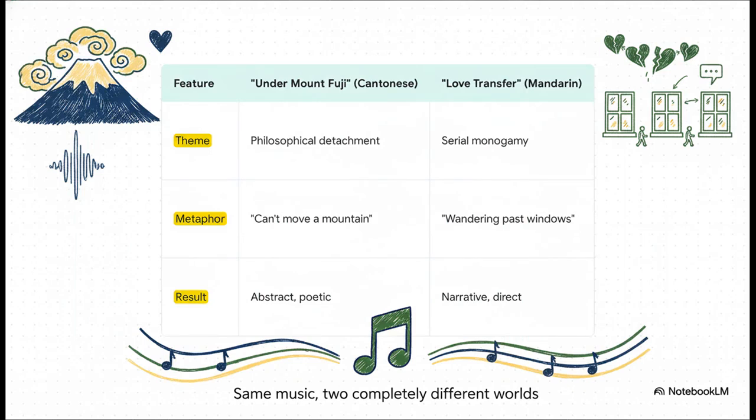And if you want to see the perfect example of this, look no further than the artist Eason Chan. He released the exact same melody as 2 different songs. The Cantonese version is this dense, philosophical poem. The tough rules of the language force the lyricist into this beautiful metaphor about love. But the Mandarin version, it's a direct, totally relatable story about being burned out from modern dating. Same music, 2 completely different worlds, all because of the language.